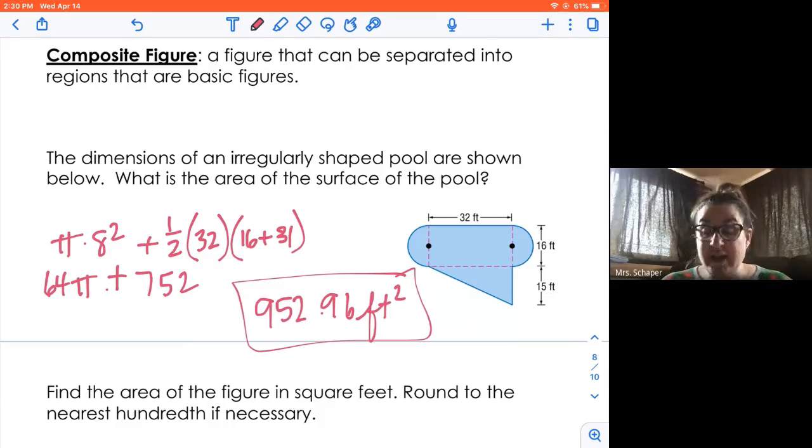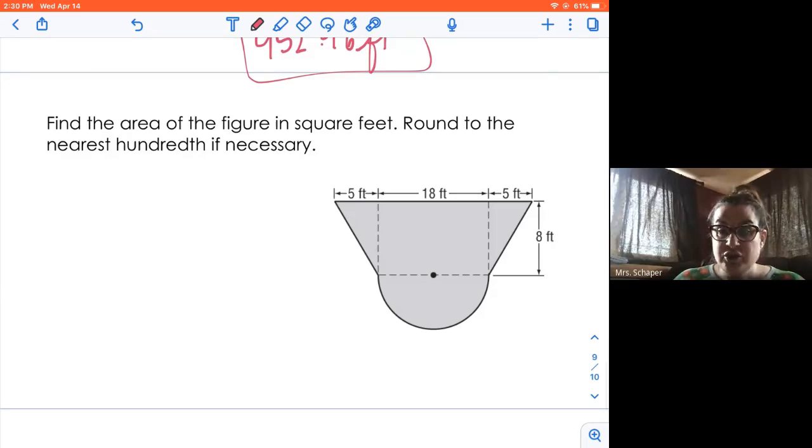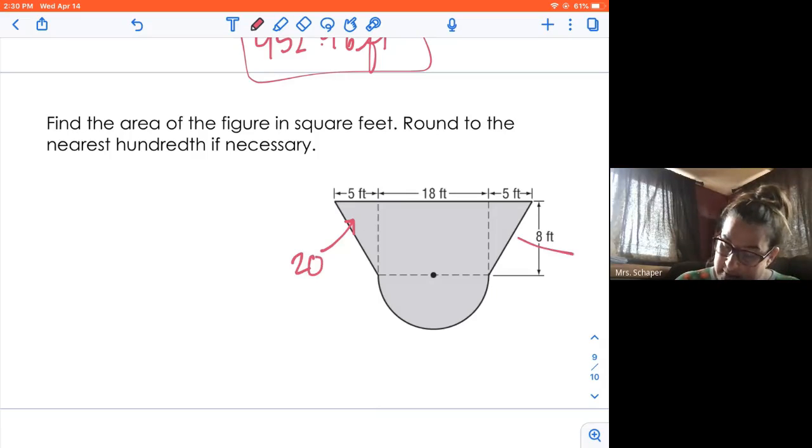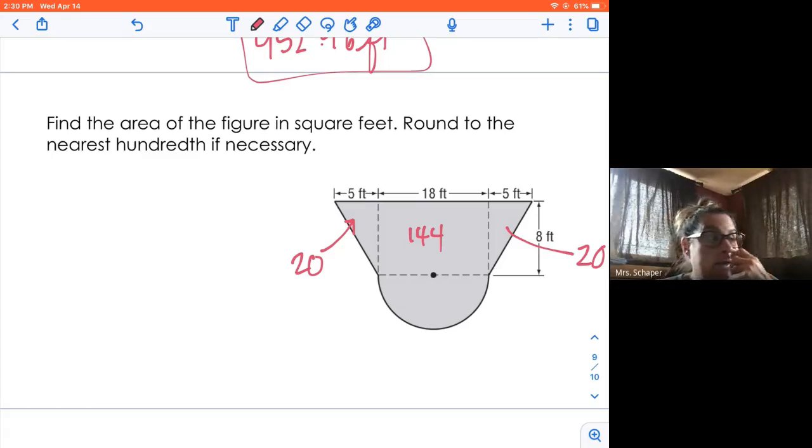Okay. Here's our last one. We want to find the area of this figure rounded to the nearest hundredth. Okay. So what I see is I have 2 triangles. Base times height divided by 2 is 20. Base times height divided by 2 is 20. 18 times 8 is going to be 144. So sometimes I like to just put my areas in each of those parts.